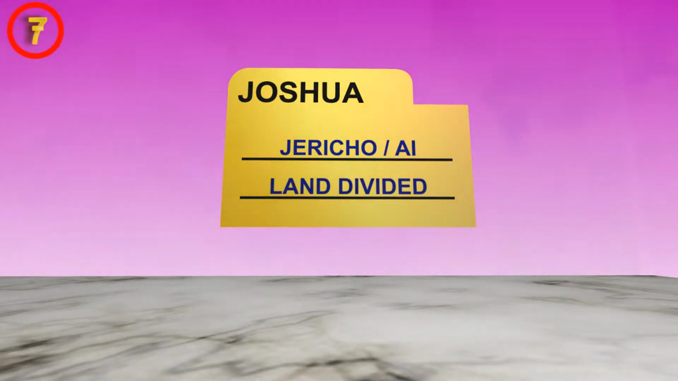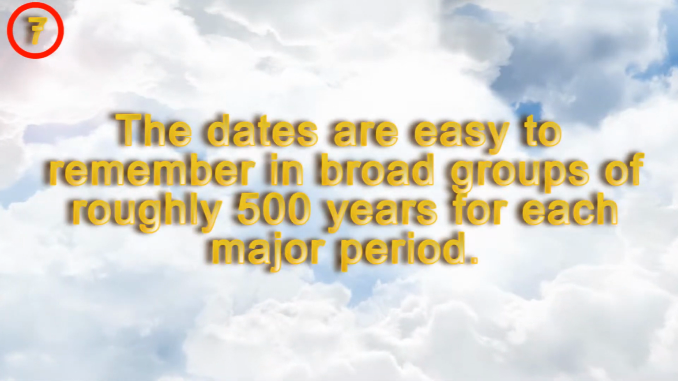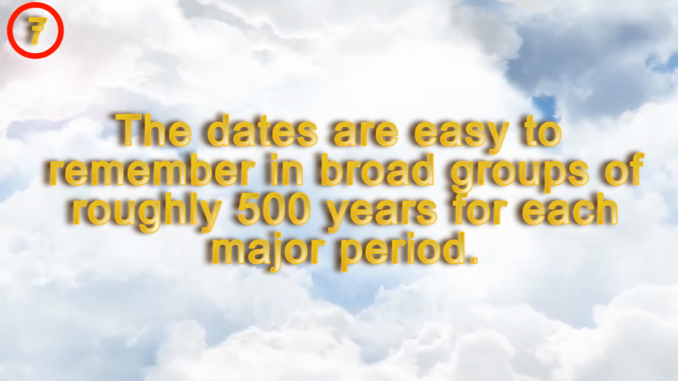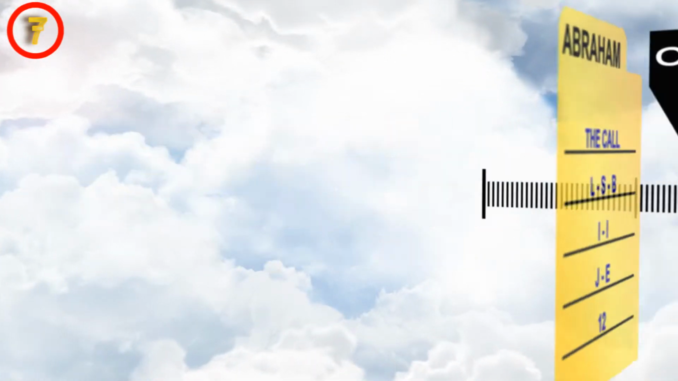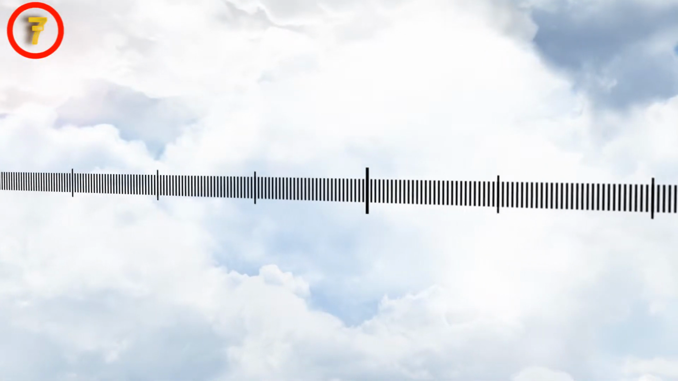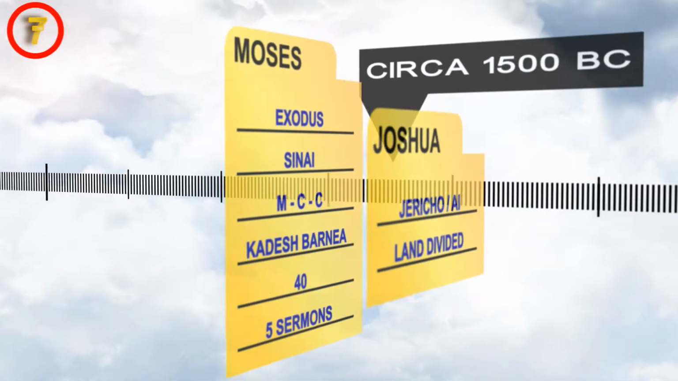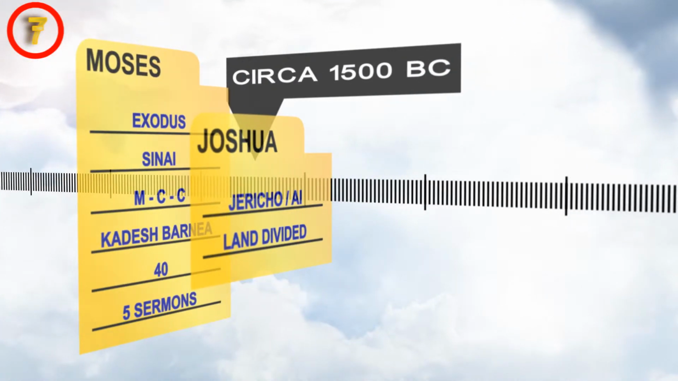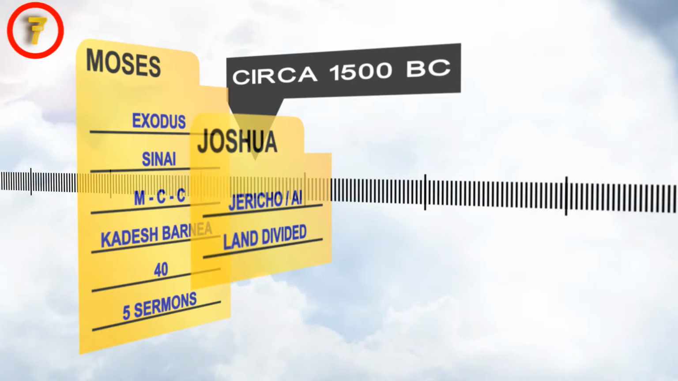Keep in mind the approximate dates for these 2 men's lives and related events. The dates are easy to remember in broad groups of roughly 500 years for each major period. The stories of Abraham and Joseph occur around 2000 BC. Moses and Joshua's stories take place around 1500 BC. Again, we remind you that the dates in the Bible basically are all heavily rounded.